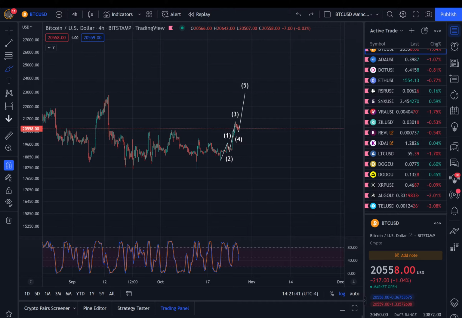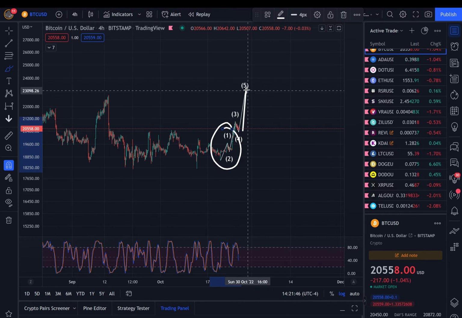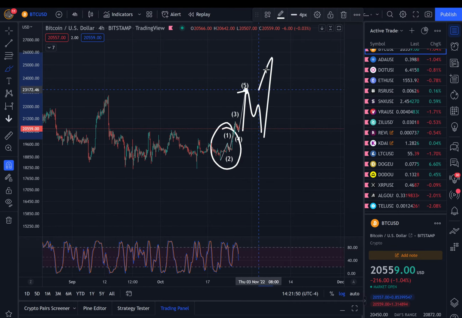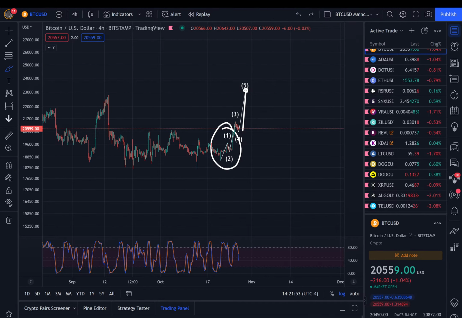But we know that this can continue. But it's likely for us to find some resistance here, put in that 3-wave move before continuation. So that's Bitcoin. Yep. All right.